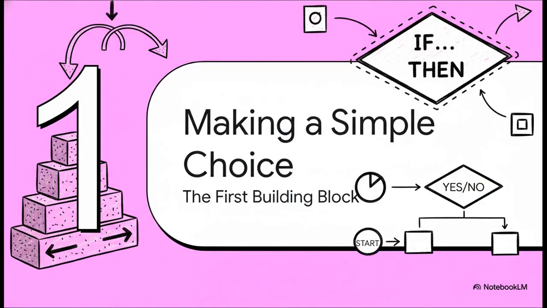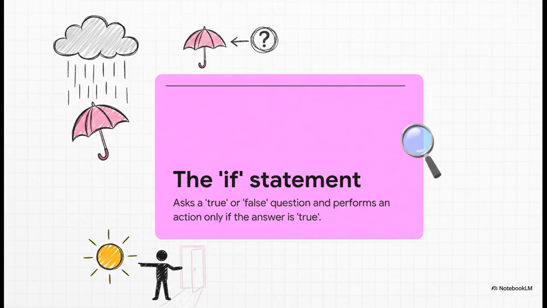All right, so where do we even begin? Well, like with anything complex, you gotta start with the smallest possible piece, the first building block. Before a computer can do anything complicated, it has to learn how to do something incredibly simple. Just make a choice. So, say hello to your new best friend, the if statement.